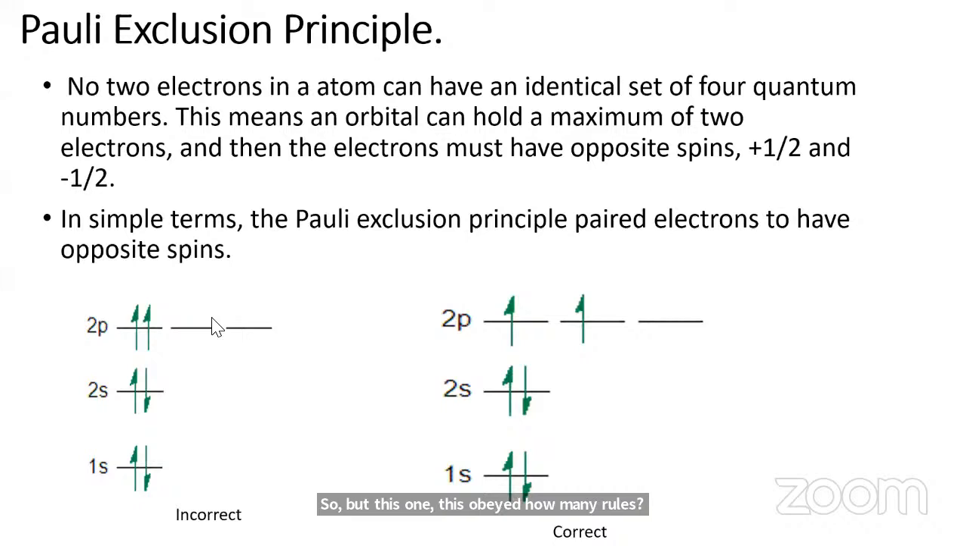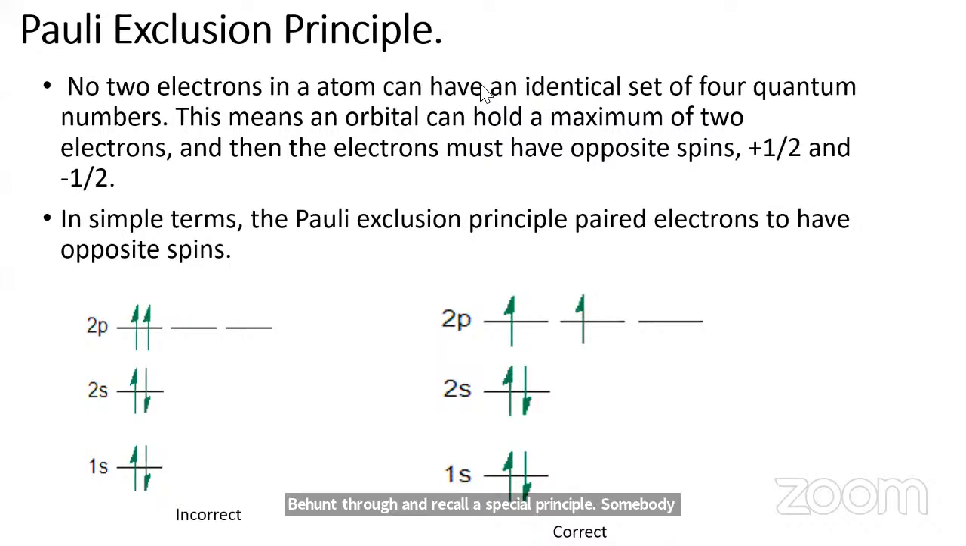It's not only the Pauli exclusion principle rule that it disobeyed, it disobeyed another rule. This particular electronic configuration by my left here. Can you tell me another rule that this particular electronic configuration disobeyed? It is two rules. What are they? Write them out. The Hund's rule and the Pauli exclusion principle.